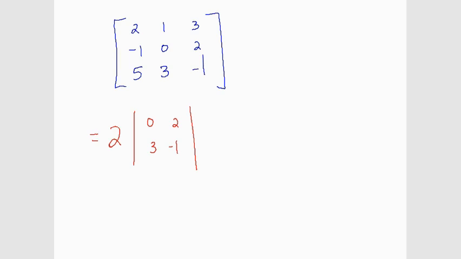So now I'm going to circle this entry, and I'm going to do the same thing. I'm going to cross this off, and I'm going to cross this off. And now the remaining entries will make my next determinant. So I'm going to subtract, that is a 1, and then write my 2 by 2 determinant, negative 1, 2, 5, and negative 1, 1.